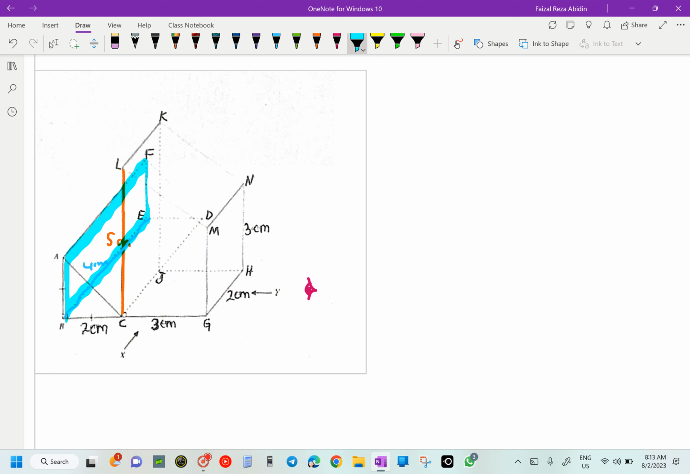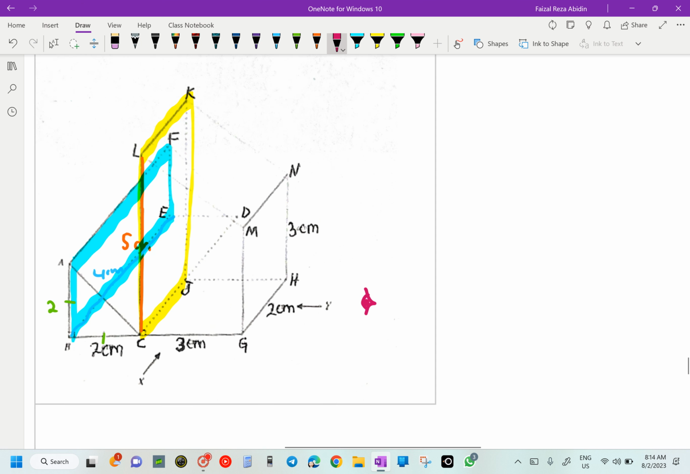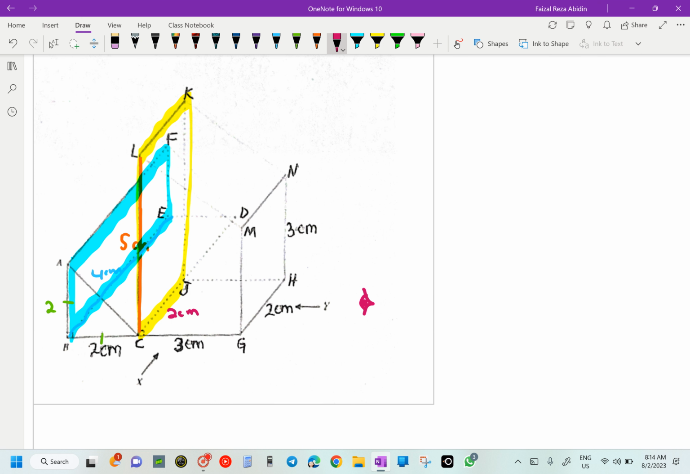Kelas, our AF and BE here, you are going to have over here 4 cm, and also this one is going to be 2 cm. Agree? Okay? Then, if you look at the front, we are going to have another plane which is LKJC. Am I right? You akan nampak CJ tu berapa? CJ is going to be the same as GH, so you are going to get 2 cm. Then, you are going to see our DNHG here. Betul tak?